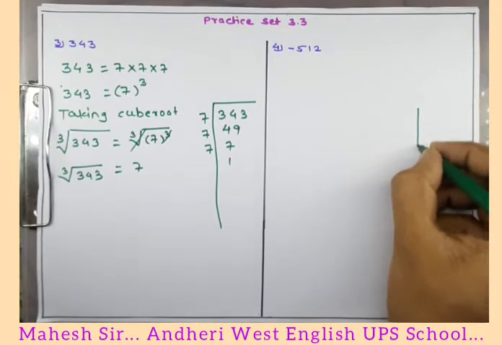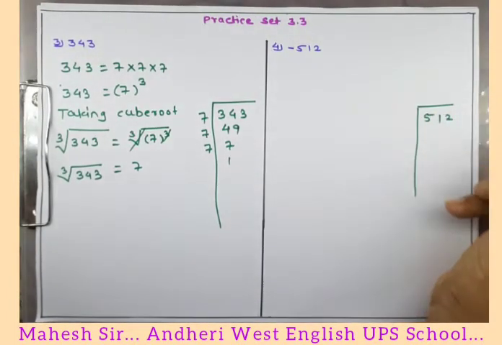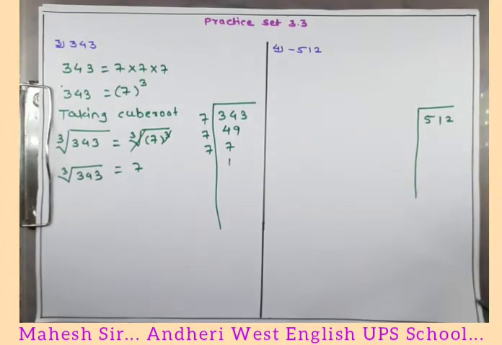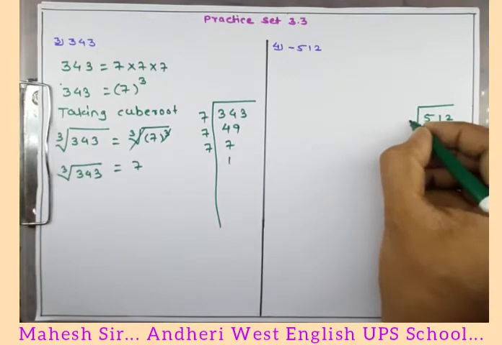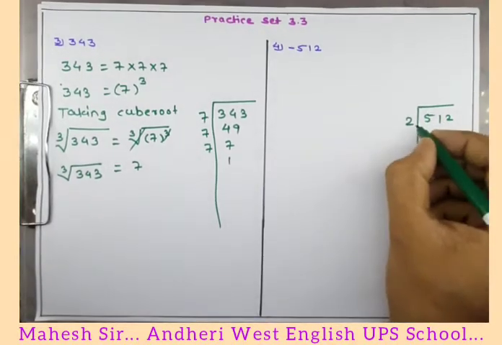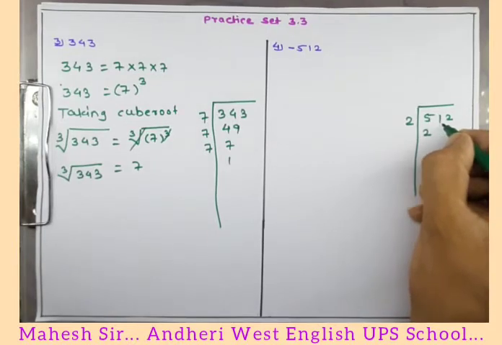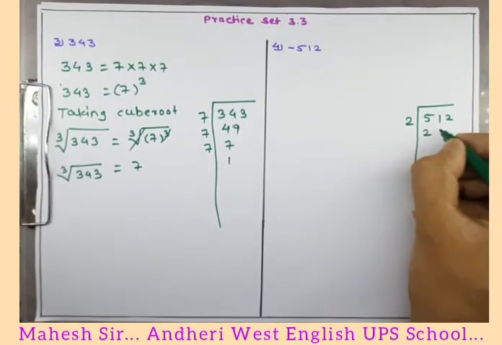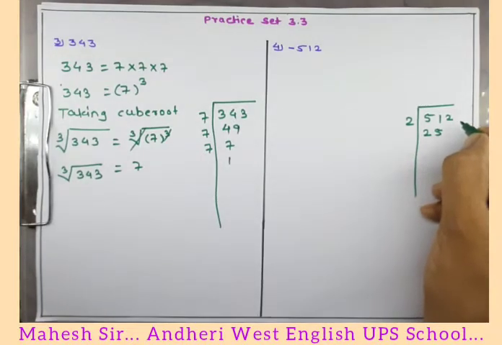So here we only have to find the factors of 512. The negative sign we will add afterward. At the end there is 2, so it is divisible by 2. 2 2s are 4, 1 remaining, so 1. 2 5s are 10, 1 remaining and 2, so 12.